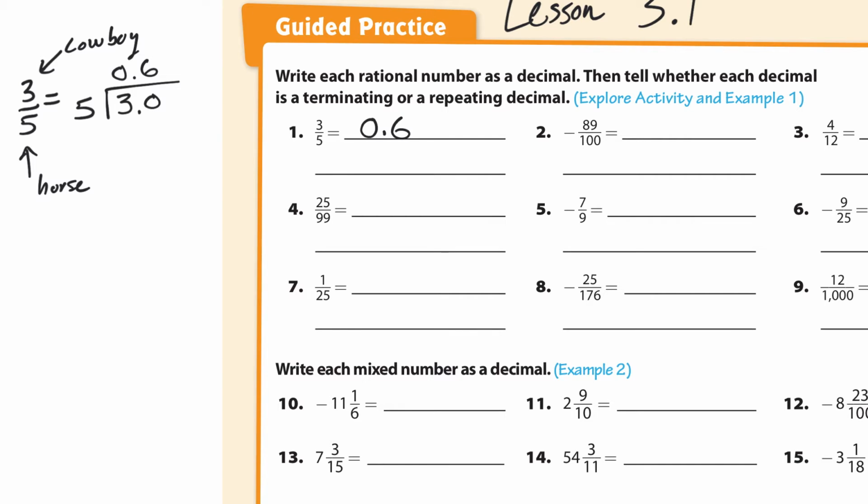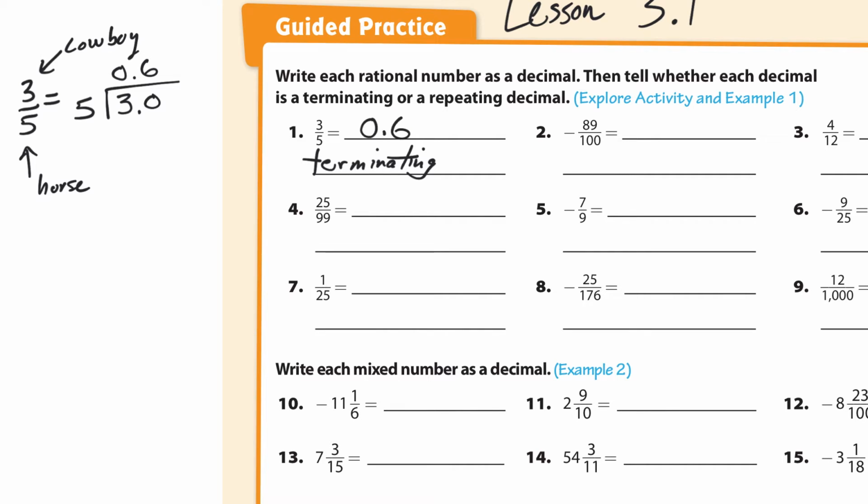And tell whether the decimal is terminating or repeating. It is terminating. You can tell because when it terminates, it comes to an ending point. When it repeats, it just keeps on going. Let's go with the next one here.